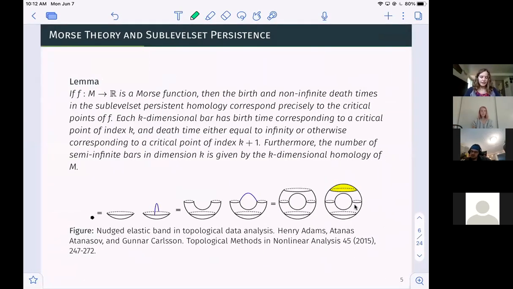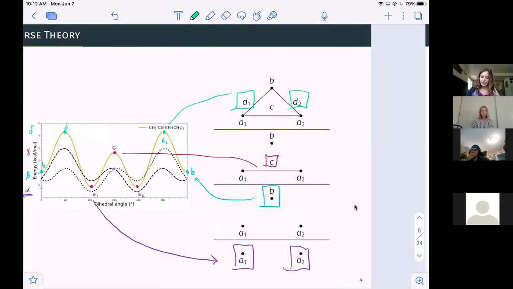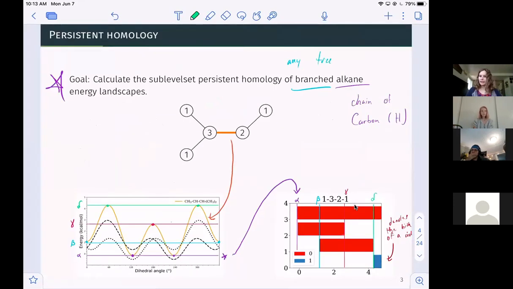So furthermore, the number of semi-infinite bars in dimension k is given by the k-dimensional homology of M. So if we know specifically what the domain of our function is, I'll be able to tell you all of the semi-infinite bars, right? So for example, we have a circle. We might have a couple ups and downs along the way, but because our domain is a circle, I can tell you that we're going to have one semi-infinite 0-dimensional bar and one semi-infinite 1-dimensional bar, which indeed, if we go back a couple slides, is exactly what we had.